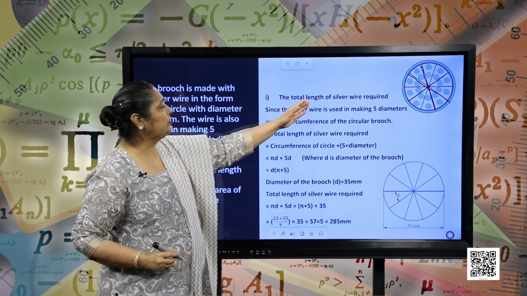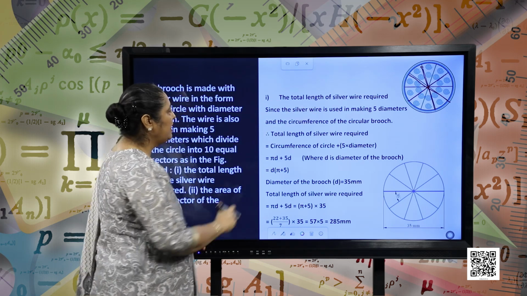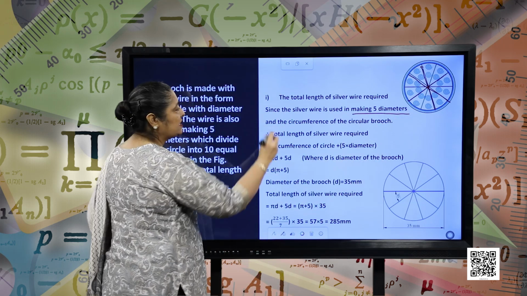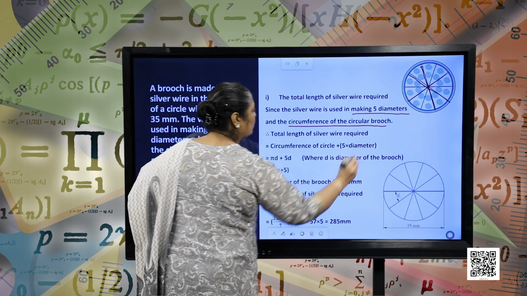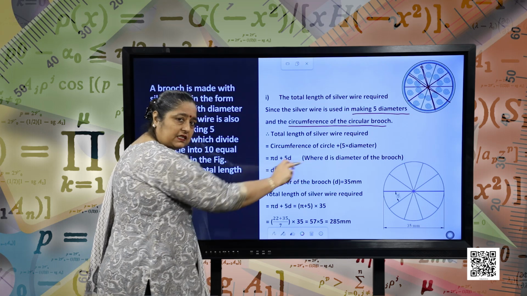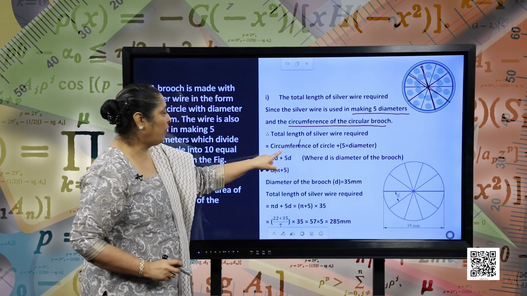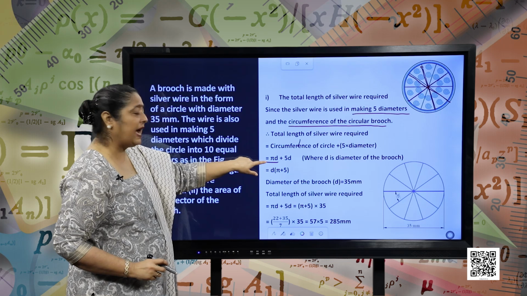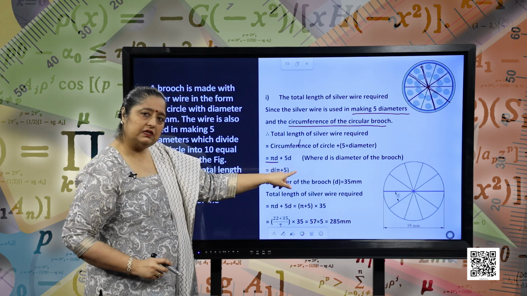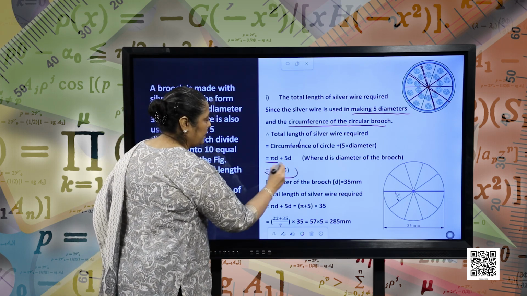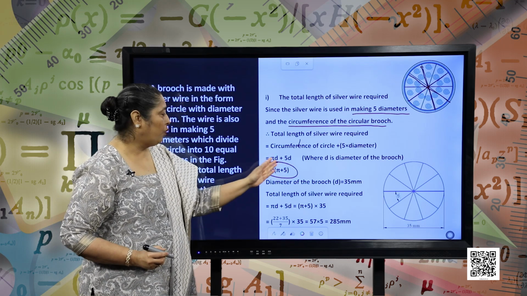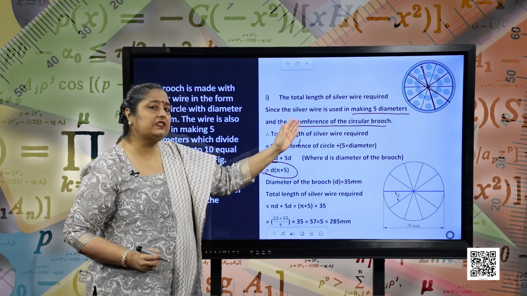So, the total length of the silver wire required will be, since the silver wire is used in making 5 diameters and the circumference of the circular brooch, total length will be circumference plus 5 into the diameter. Now, what is the circumference? Circumference is pi d and 5d, 5 into the diameter d. Taking d as common, we have d into pi plus 5. This is the total length of the silver wire.